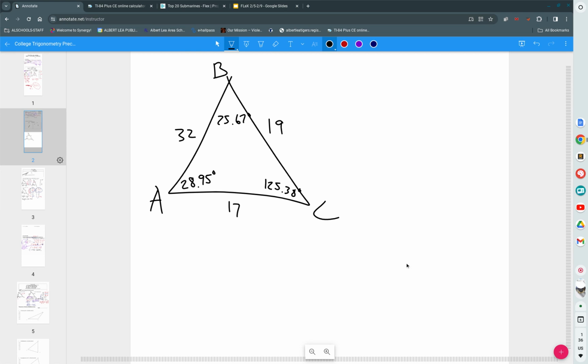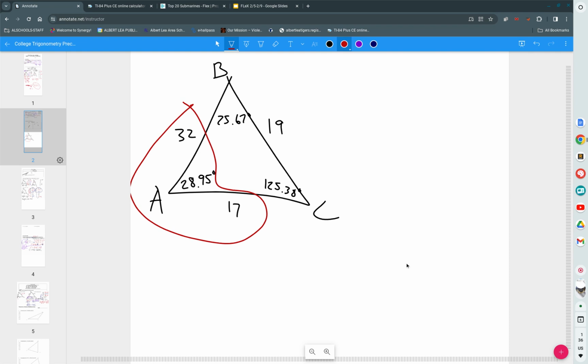Okay, so what we're going to do is teach you how to do the area, and you're going to practice it with those around you. I'm going to take this group right over here, you three. You're going to, on your calculator, take 1/2 times 32 times 17 times the sine of 28.95. You're going to use those three.